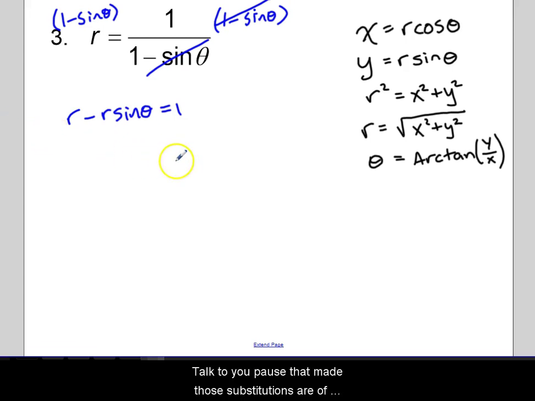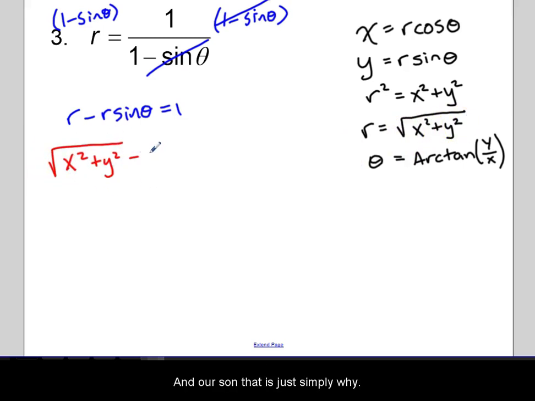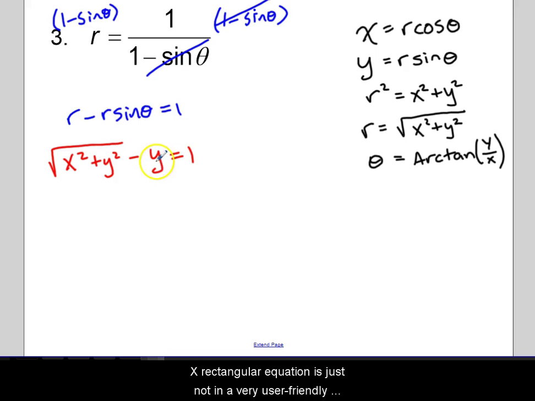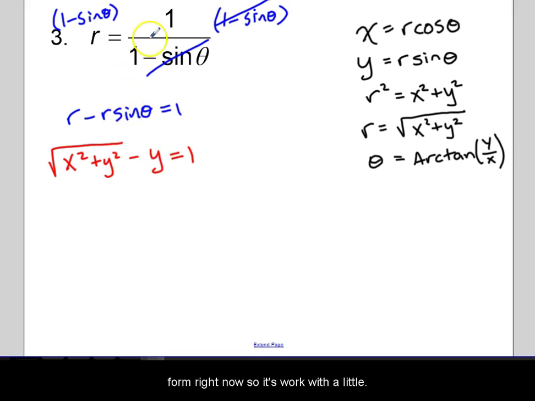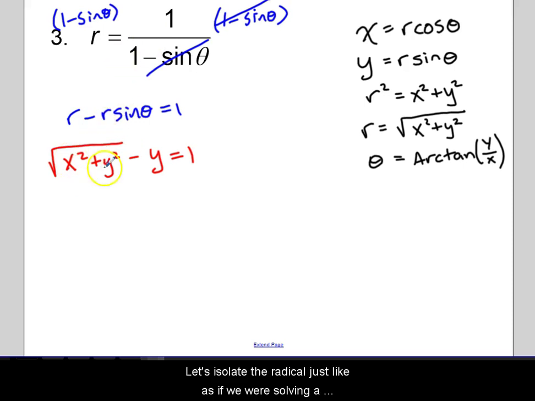Okay, so hopefully you paused and made those substitutions. R, of course, is equal to the square root of x squared plus y squared. And r sine theta is just simply y. So we've done it. We've got it into a y and x rectangular equation. It's just not in a very user-friendly form right now. So let's work with it a little bit. Let's isolate the radical just like as if we were solving a radical equation. I know we haven't spent tons of work with solving radical equations recently, but we would want to isolate that first before we do any undoing of the radical.